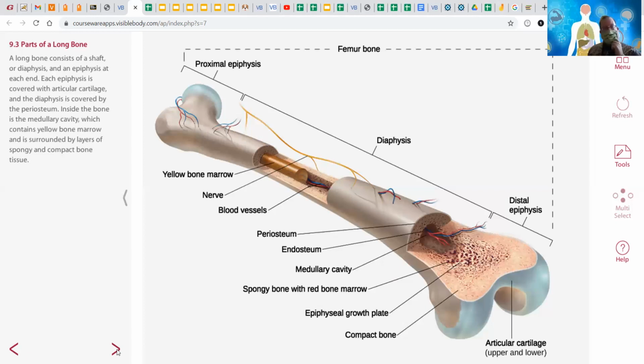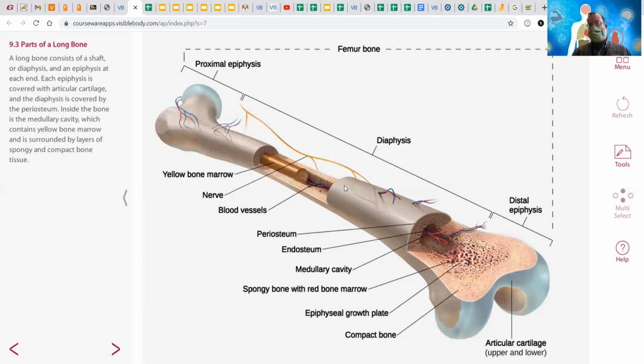All right. So the next little section that we go through, I want to get out of this one. Growth plate. Yeah, this gets into some of the physiology that we'll look at a little bit next semester.